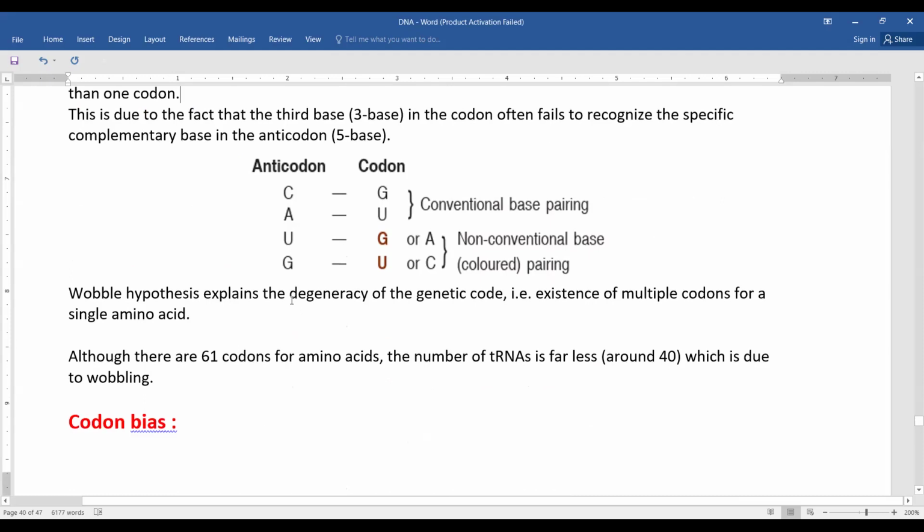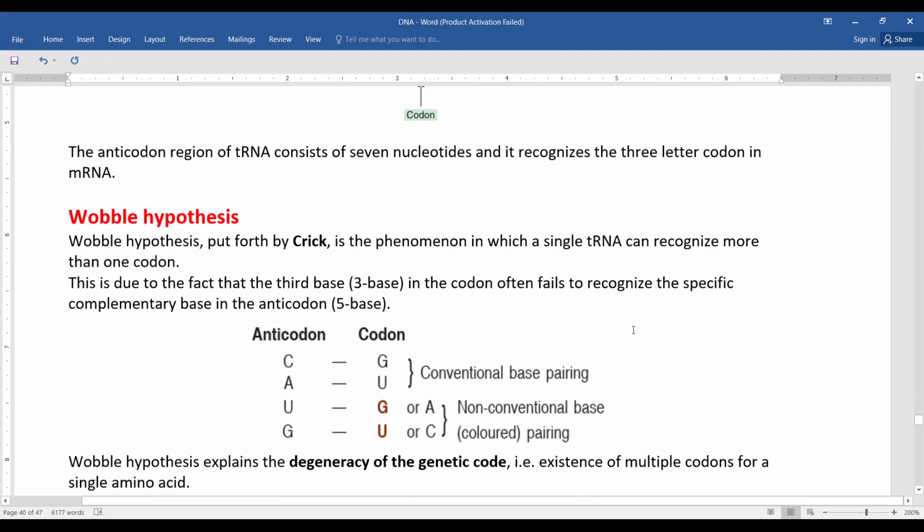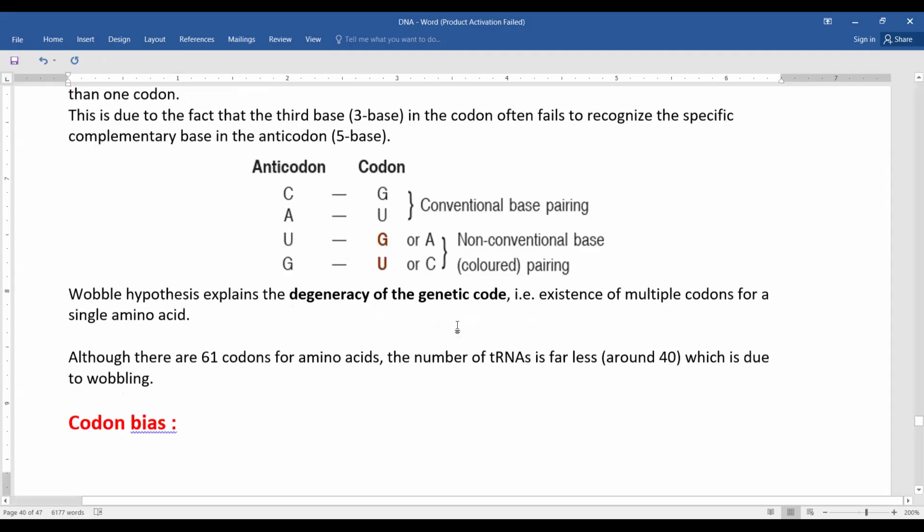Wobble hypothesis explains the degeneracy of the genetic code, that is, the existence of multiple codons for a single amino acid. Here we have two things: one amino acid can have many codons, and a single tRNA can identify more than one codon. This was proposed as the Wobble hypothesis by Crick. A single amino acid can have more than one codon, or a single tRNA can identify more than one kind of codon.